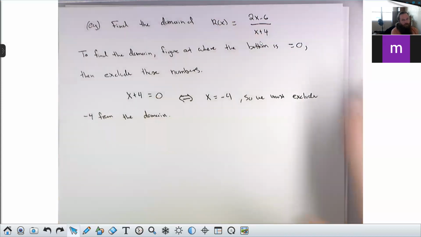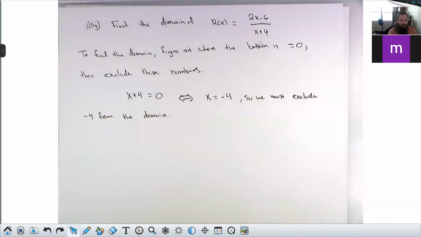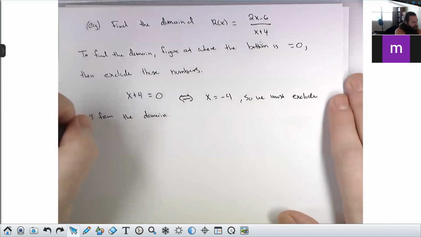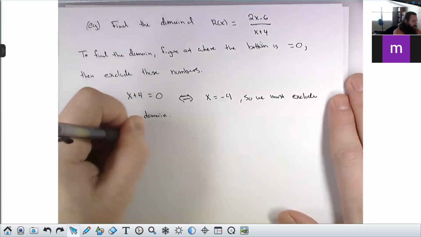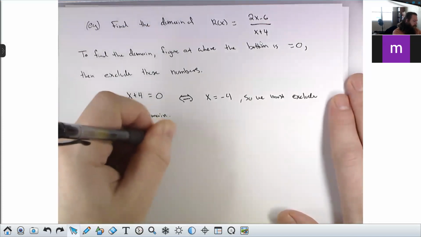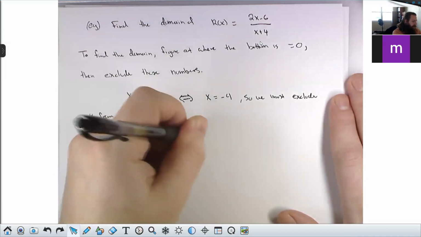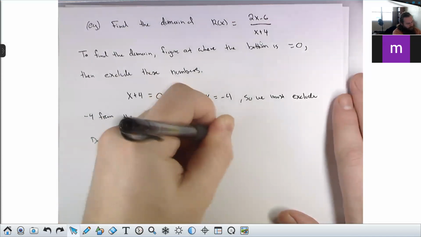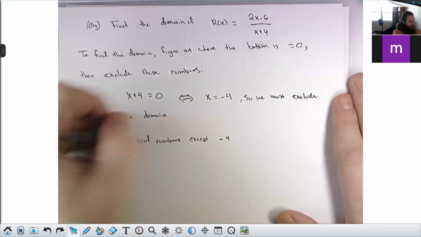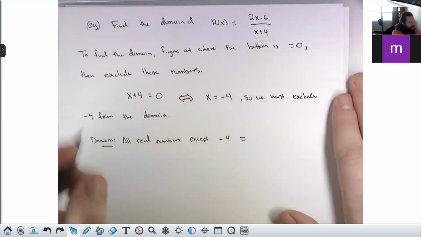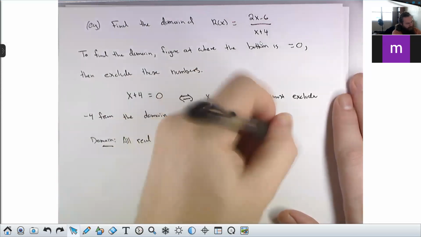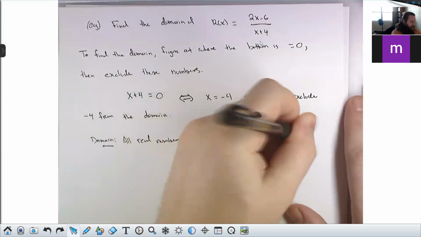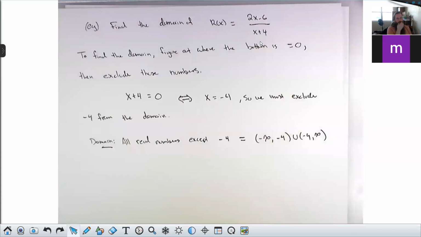So you guys remember that very first activity we did where I had you write down a bunch of sets in interval notation? A few of those sets were like all real numbers except for this and this. Here, our domain is all real numbers except -4. And that's -infinity to -4 unioned with -4 to positive infinity.